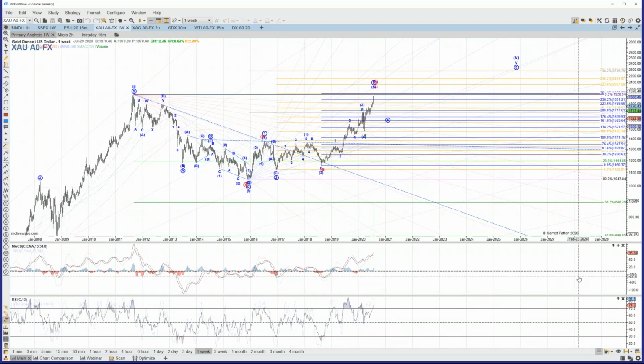Gold, obviously, been much stronger, outperforming silver up until recently. Already making a new all-time high above the high that was made in 2011, whereas silver is still well below its respective 2011 high. And based on that difference, the counts obviously look different as well.